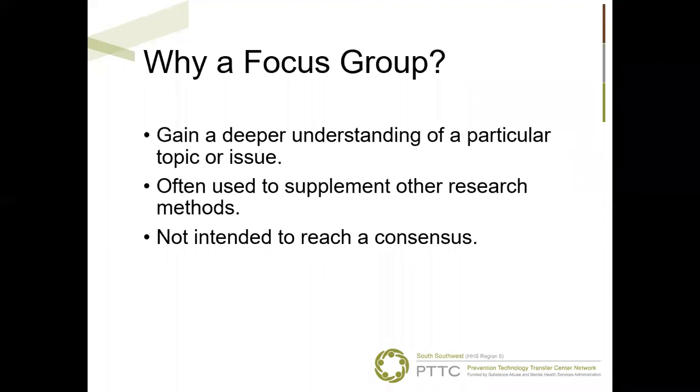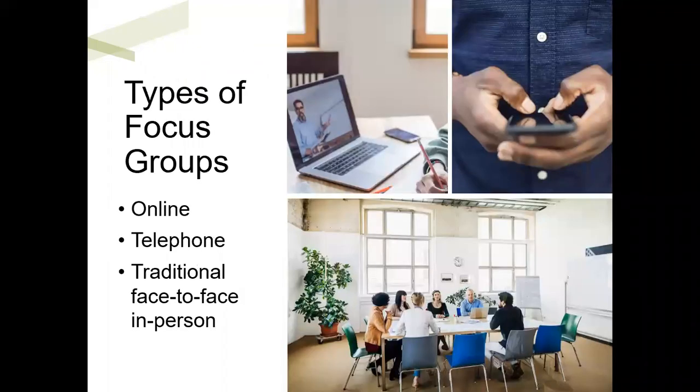So focus groups, I think, have a great value. Now, there's several different types: online, telephone, traditional, face-to-face, in-person. I'm going to have to be honest with you. I've done a lot of traditional face-to-face, in-person groups.